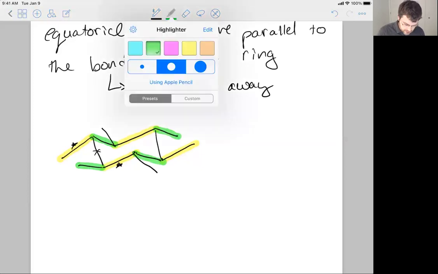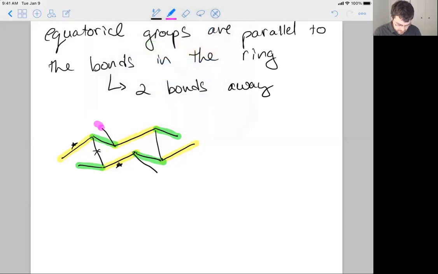And then hopefully you can see that these last 2 groups are parallel to the last 2 lines. So we have 6 equatorial groups. Each equatorial position is parallel to another equatorial position and 2 bonds inside the ring.